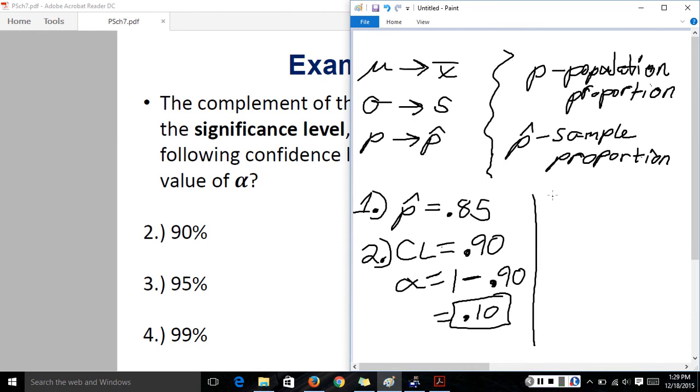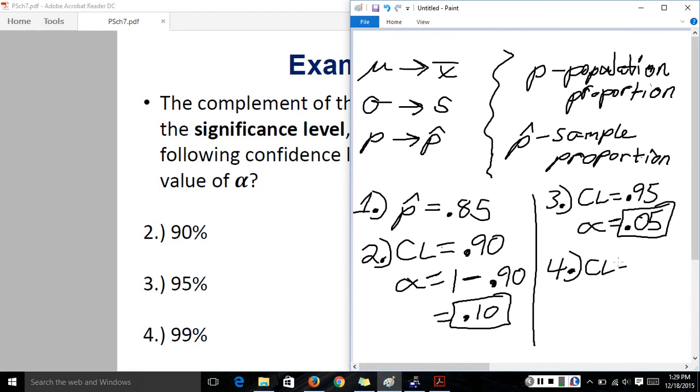All right, number 3, the confidence level is 0.95. Alpha is the complement, so alpha would be 0.05 or 5%. Number 4, confidence level is 99%, 0.99.